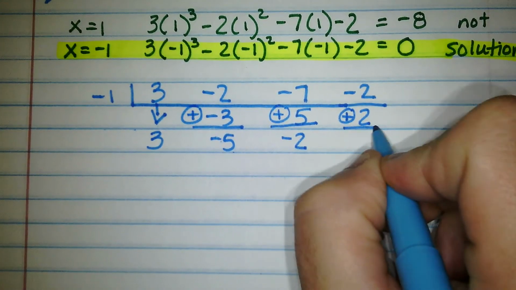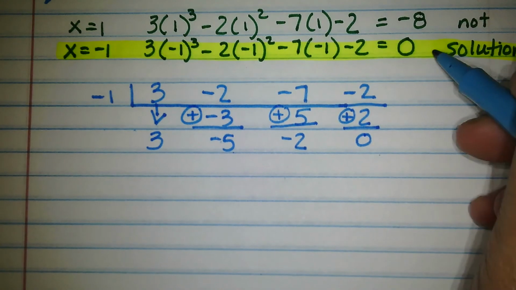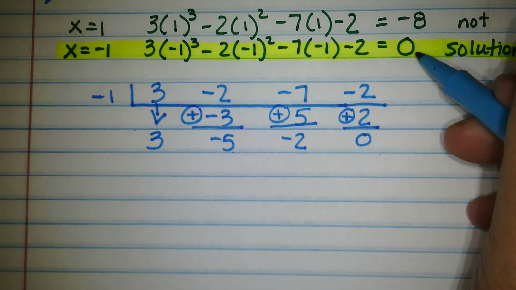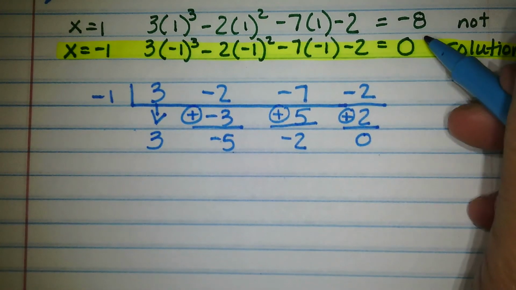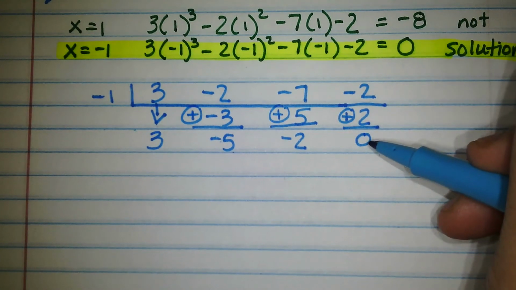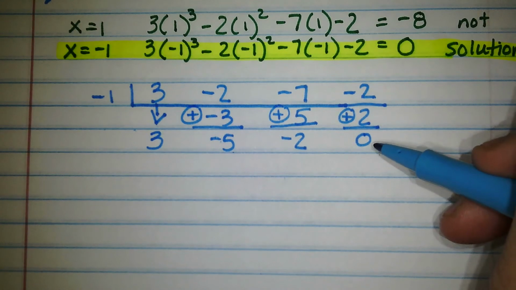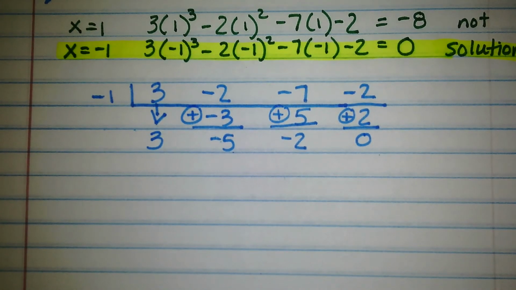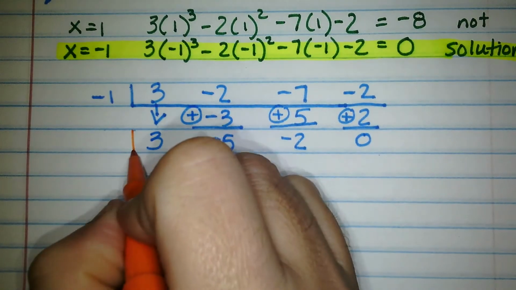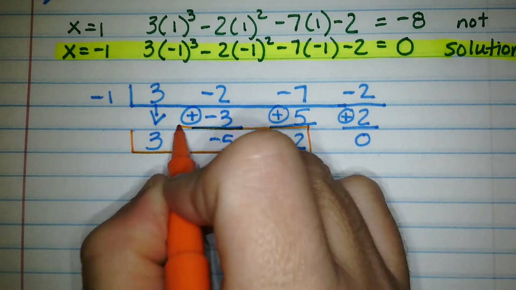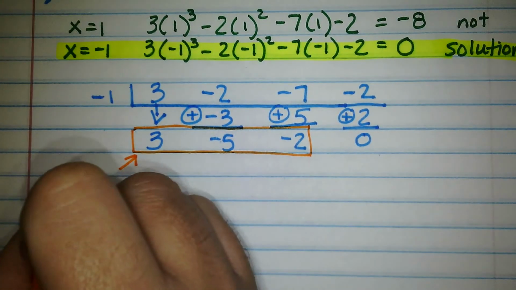I add, and I get 0. Now, I know that this is supposed to give me a remainder of 0. And if you do synthetic division right, this 0 and this 0 have to match. Because I don't really care about this now. I already know that it's a solution. What I need is the depressed polynomial. I need the stuff before it. I need this guy. Okay? And this is going to give me my depressed polynomial.